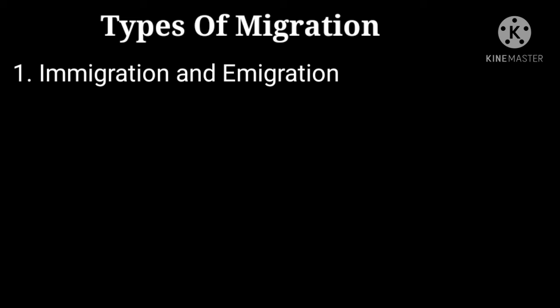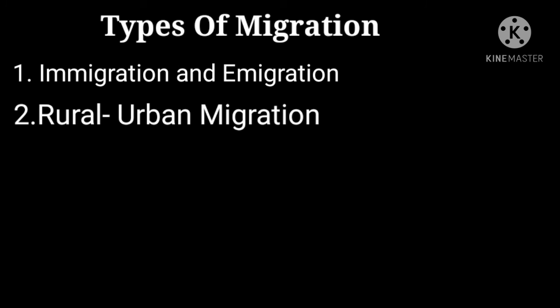Now there are different types of migration. First we'll start with immigration and emigration. You are well familiar with these terms. Immigration means people coming to our country, and emigration means people moving out of our country. The second type of migration is rural urban migration, which involves the movement of people from rural areas to urban areas of the same country. This type of migration is termed internal migration.